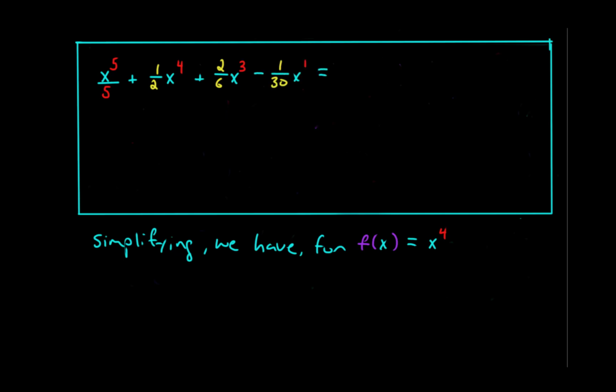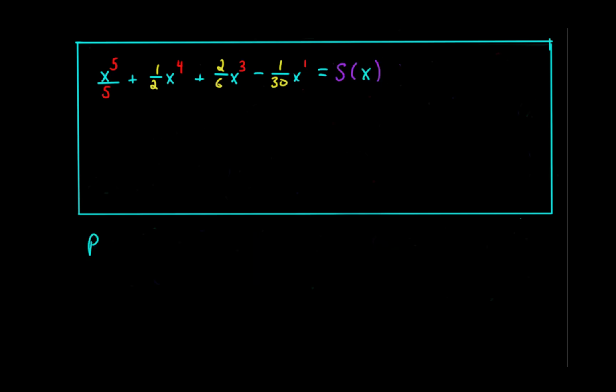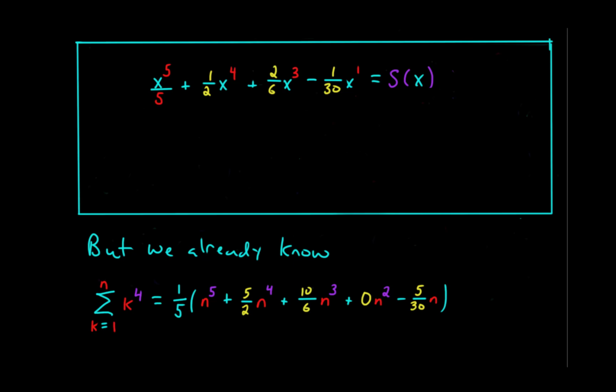But we already know historically from Faulhaber's formula for sums of 4th powers that the sum from k equals 1 to n of k to the 4th equals 1/5 times open parenthesis n to the 5th plus 5 over 2 times n to the 4th plus 10 over 6 times n cubed plus 0n squared minus 5 over 30 times n. So now I need to show that these two formulae are equivalent.